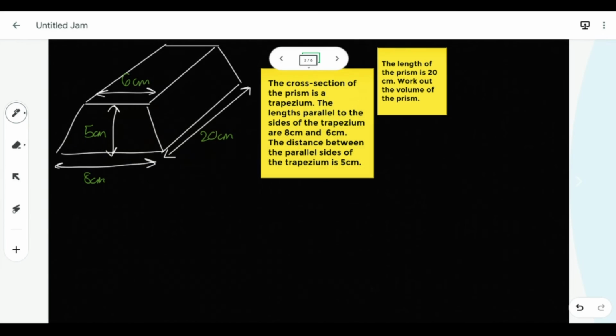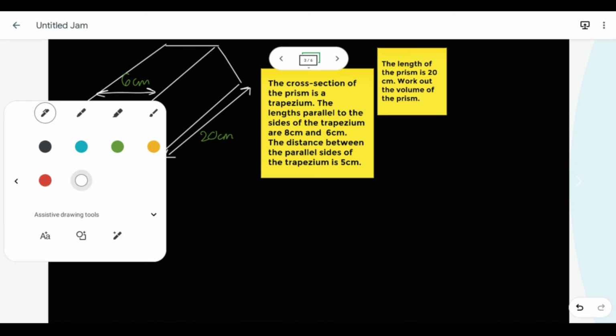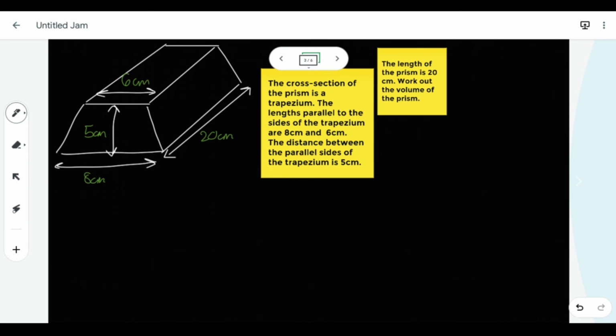The following question asks you to work out the volume of this prism. Now, this is different to the previous questions because, as seen, the cross-sectional area is that of a trapezium. So, in this case, just as any prism, you would calculate the volume of this prism by multiplying the cross-sectional area with the length.